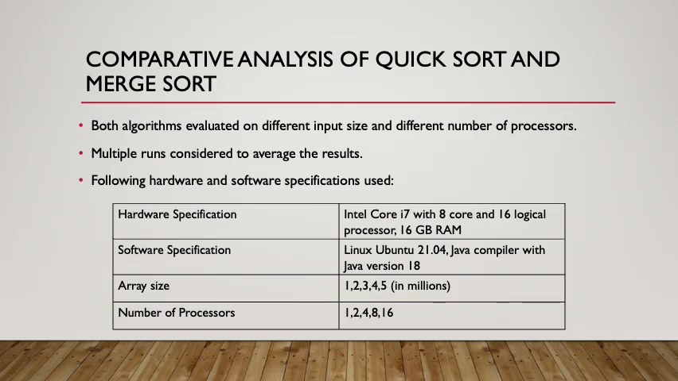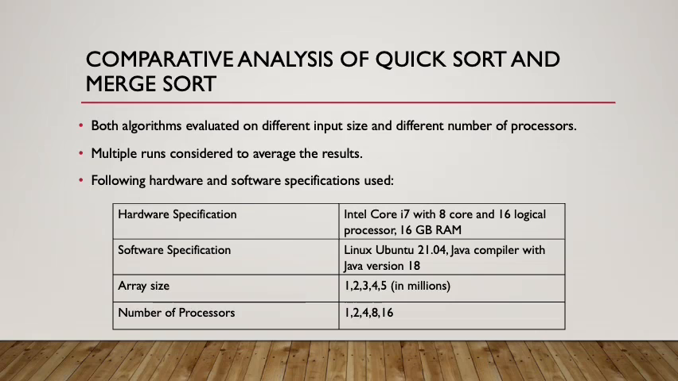the table here. As you can see, we have used an Intel Core i7 machine with 8 core processors and 16 logical processors. It has 16 GB RAM. For software we used Linux Ubuntu 21.04 and ran our simulation using Java version 18 on a Java compiler. The algorithms are evaluated according to different input sizes and different numbers of processors for different runs. An average of multiple runs is considered to record the results.